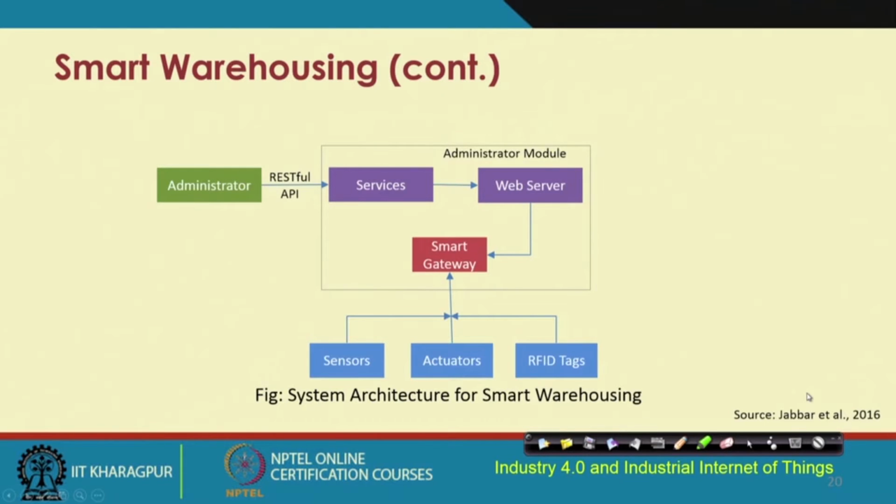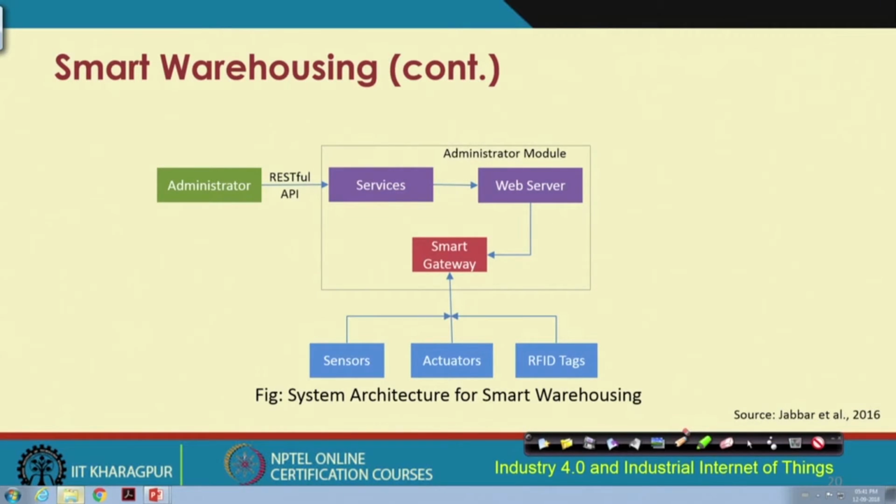The smart warehousing architecture is shown over here. Here also, as we can see, there is a smart gateway that is used, the web server, and a service component, all of which are going to do different types of processing and analytics.